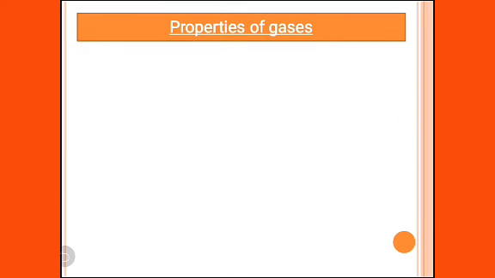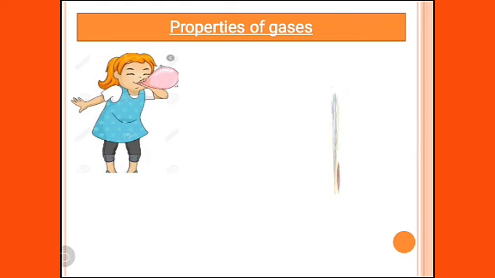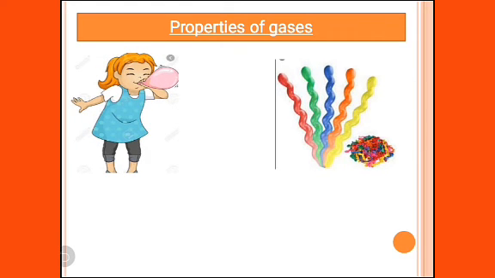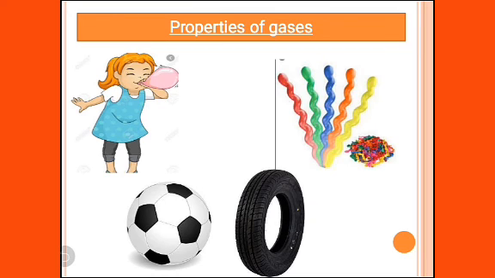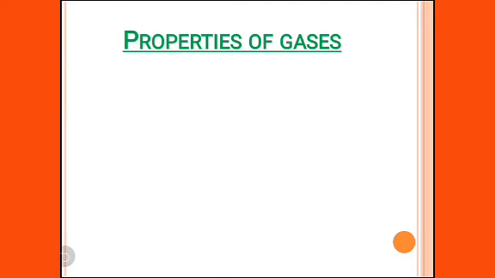Children, what happens when you blow air in a round balloon and in a long balloon? I think in both the cases, air is filled inside the balloon and it takes the shape of the balloon. Similarly, if we fill air in a football or tire tube, it takes the shape of that. So, what are the properties of gases?